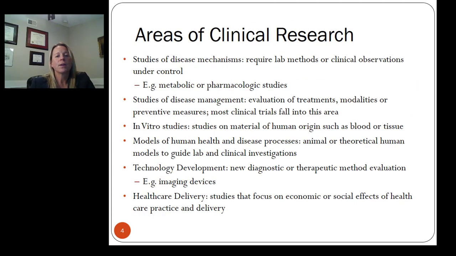Now, there are a myriad of areas of clinical research, everything including studies of disease mechanism through studies of evaluating healthcare delivery efforts and modes. You can essentially apply the concepts in these next few lectures to any of these fields of research.